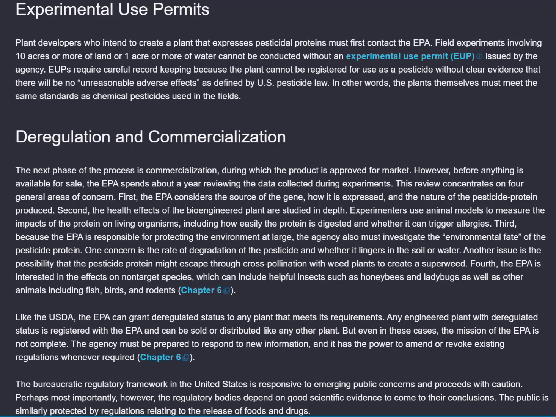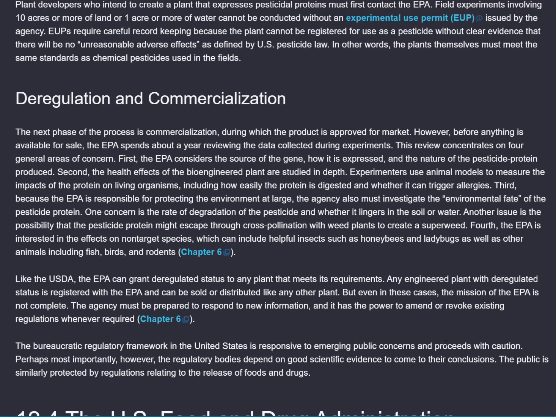Experimental use permits. Plant developers who intend to create a plant that expresses pesticidal proteins must first contact the EPA. Field experiments involving 10 acres or more of land or 1 acre or more of water cannot be conducted without an experimental use permit, EUP, issued by the agency.